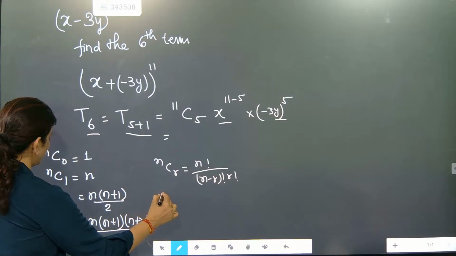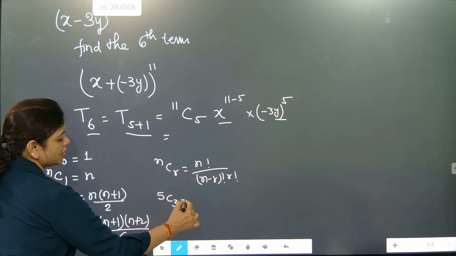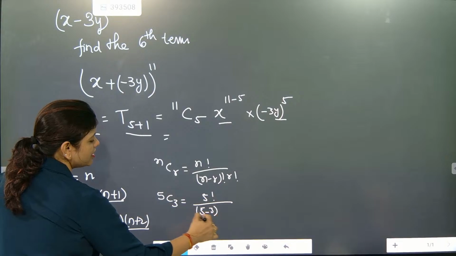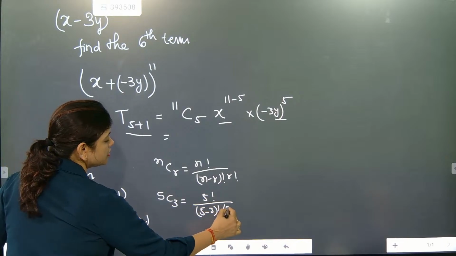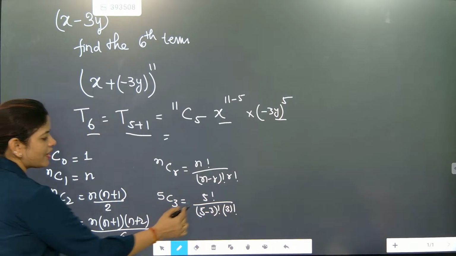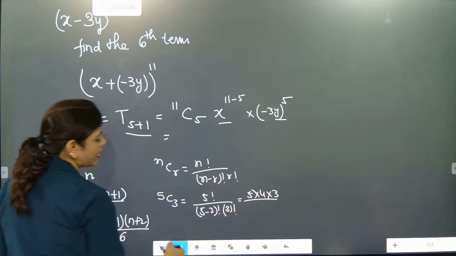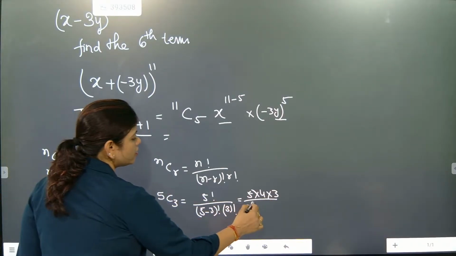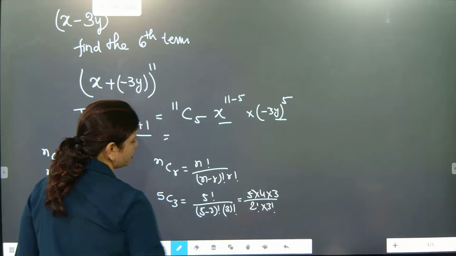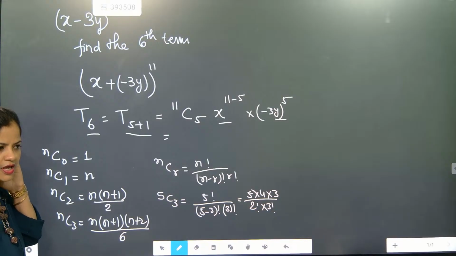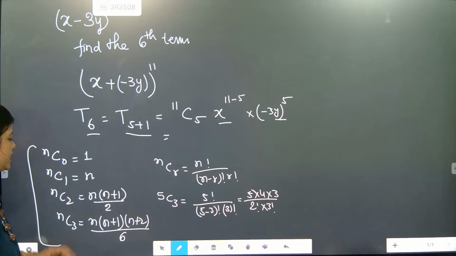So here if somebody writes 5C3, how are you going to write it? 5 factorial by (5 minus 3) factorial into 3 factorial. Here 5 factorial is coming. 5 factorial means 5 into 4 into 3 by 2 factorial into 3 factorial. So like this we are proceeding, one factorial we are writing less and then we are going for it.